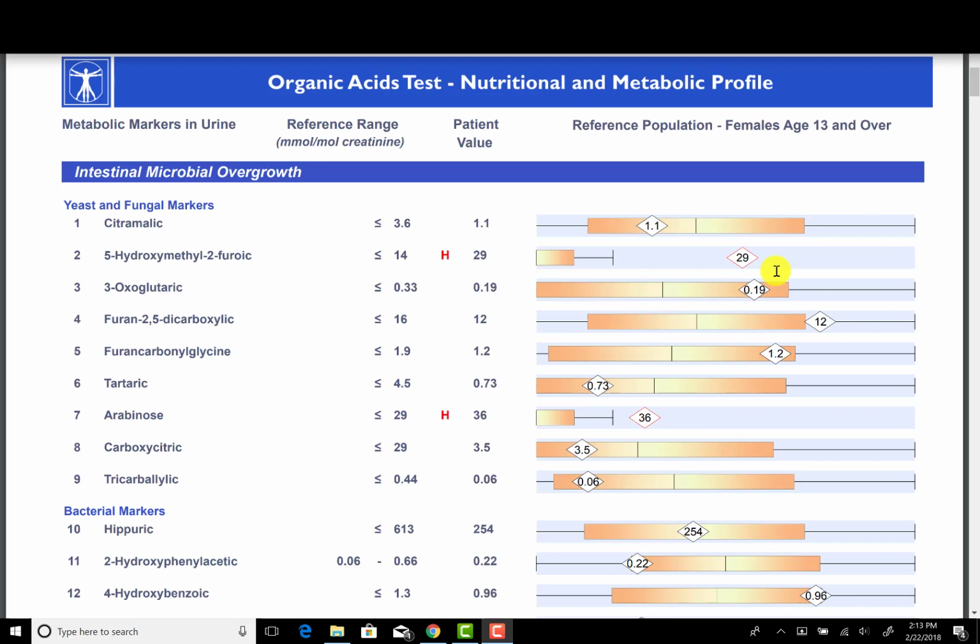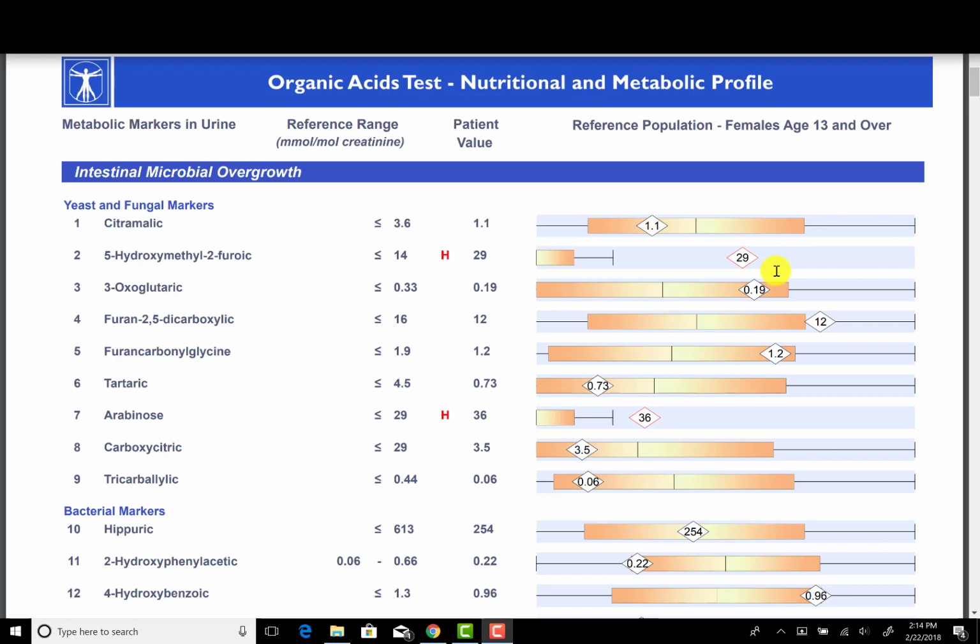So I'm going to run through this test. This patient actually came in for trouble with weight loss, having trouble losing weight, and a lot of symptoms of depression and anxiety. So she really wanted to get to the root cause issues of why she was feeling the way she feels.